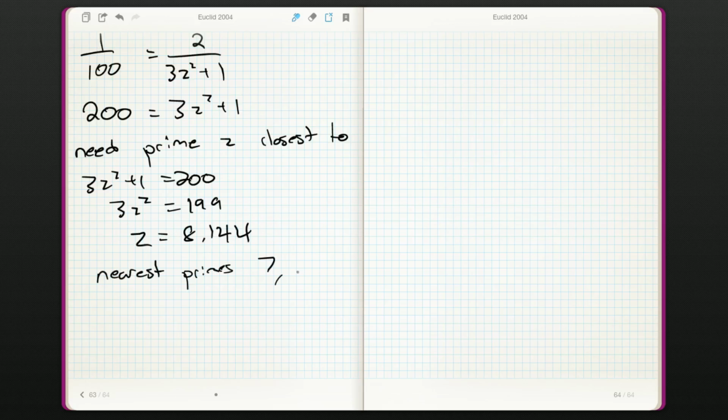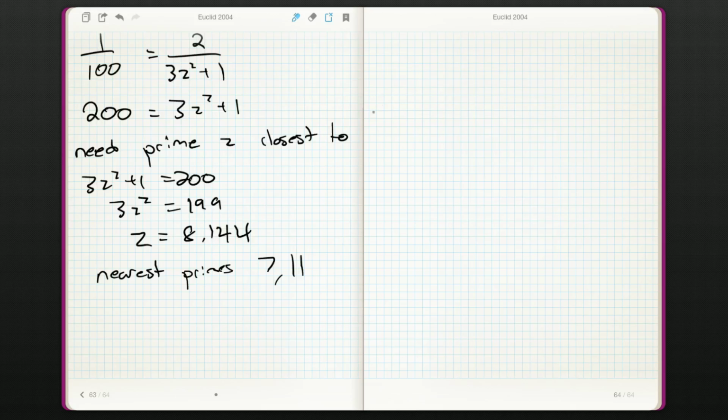are 7 and 11, but there's no way 11's going to do it. It can't be. No way. He's way too far out. But if I had 7 squared is 49 times 3, that's not working well. And then if I had 11 squared, that would be 363. These do not look like they're going to be close at all.